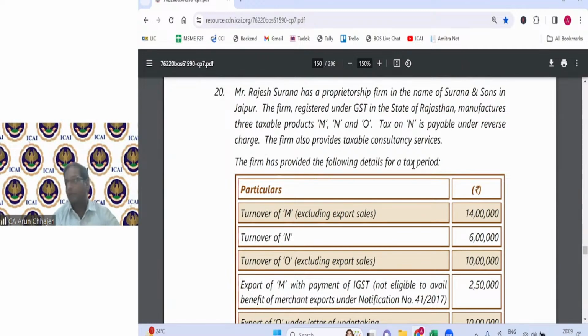So tell me one thing. Do you know something about export? What is LUT? What is payment of IGST? Do you know that concept? What is merchant export? What is export of service? What is import of service? Because I have to explain that part first, and then I will be able to solve this case study.